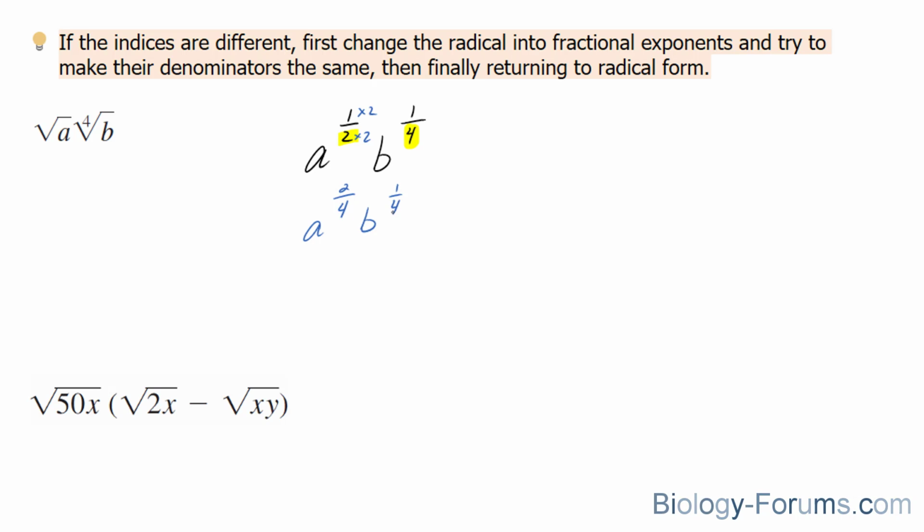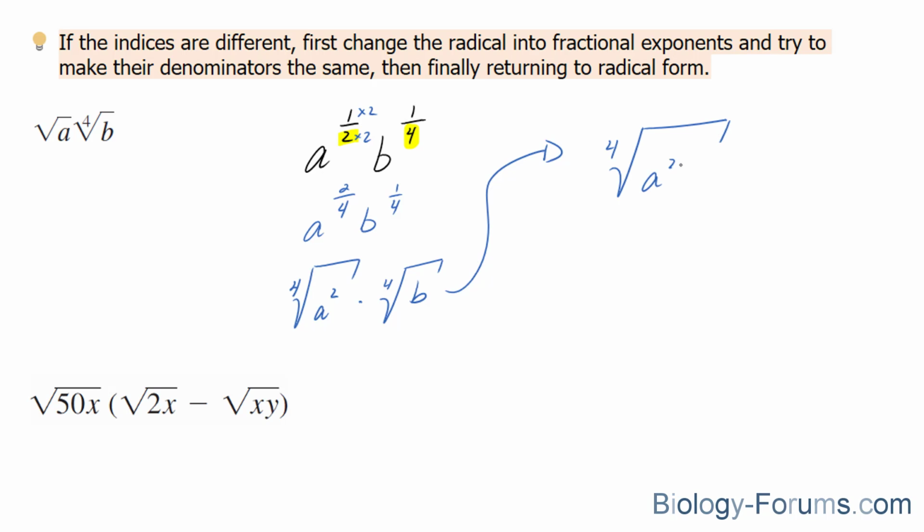That being said, we can now convert these back, according to this, to their radical form. So let's do that. Fourth root of a to the power of 2 times the fourth root of b. Now the reason this is more ideal than what we had originally is because now the indices are the same. And as with the other examples above, if the indices are the same, you can combine the radicands. The final answer becomes the fourth root of a to the power of 2 times b.